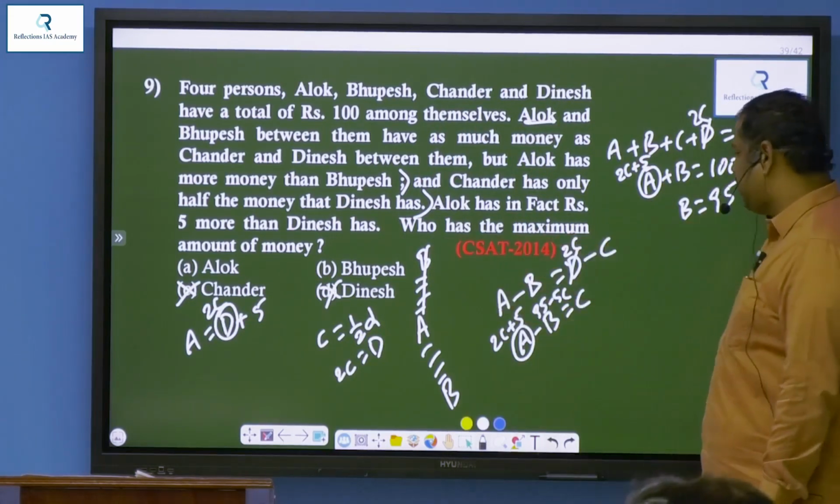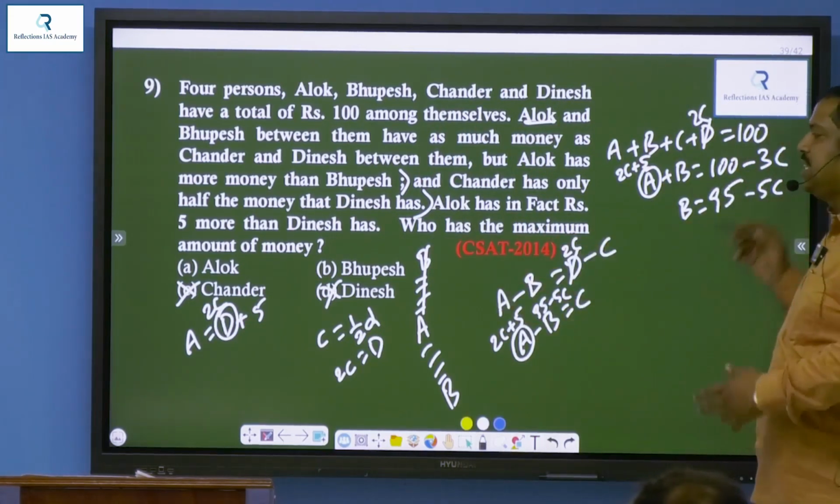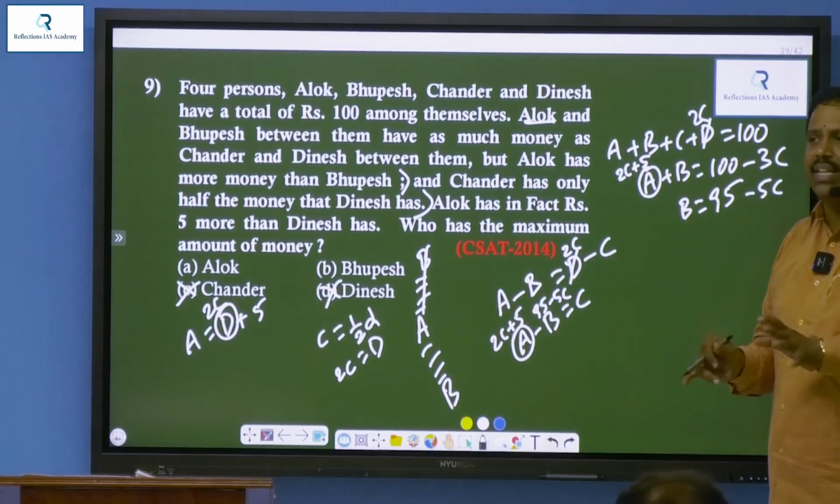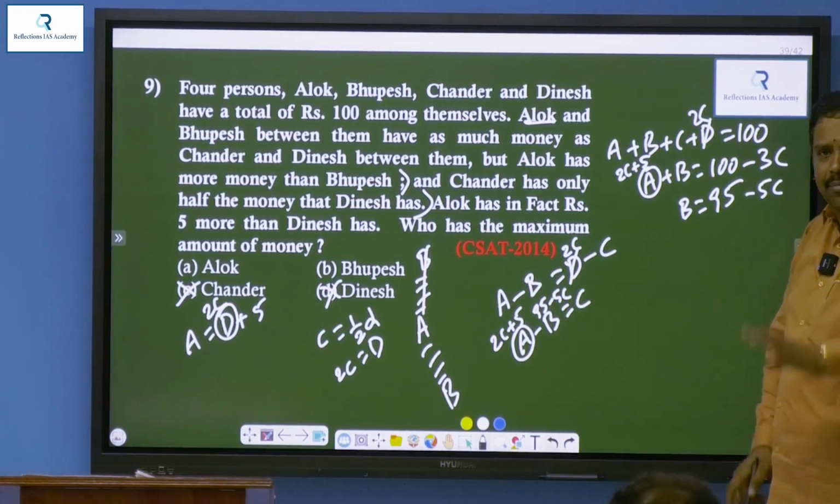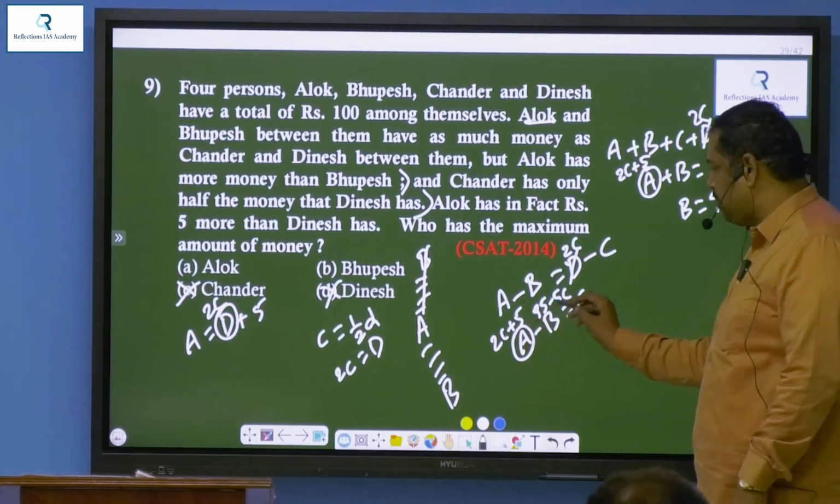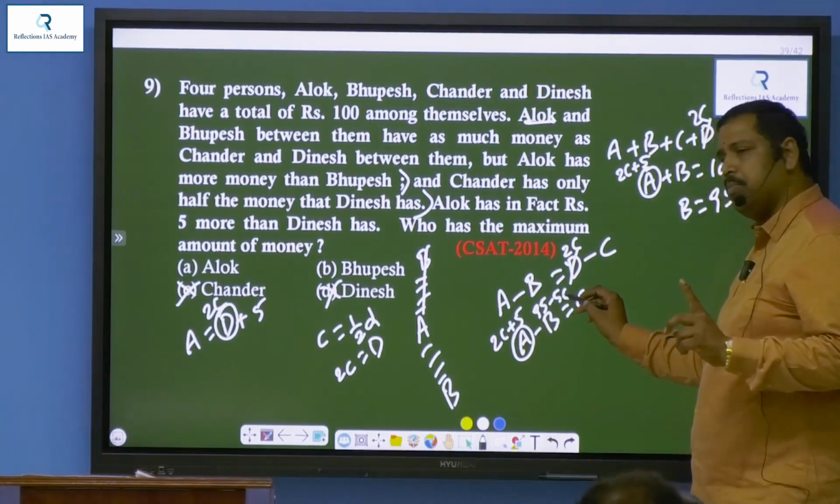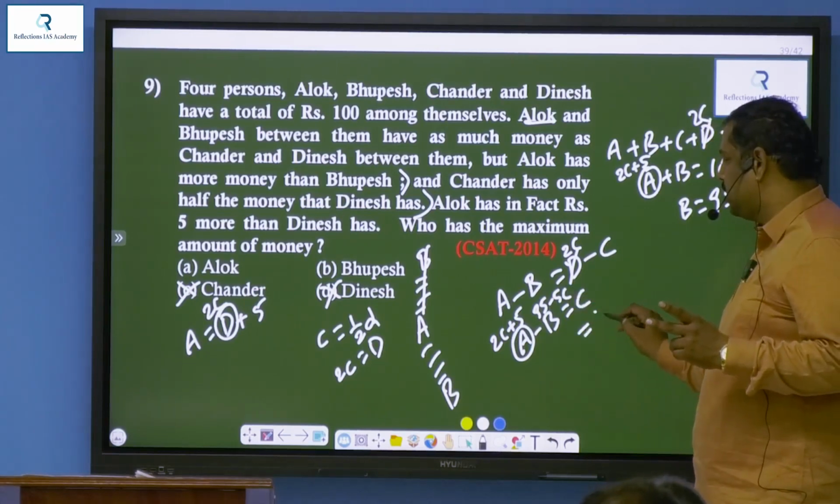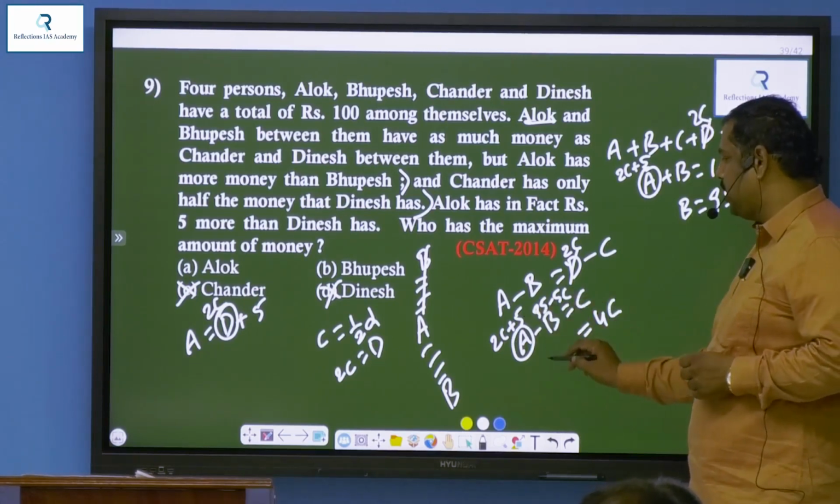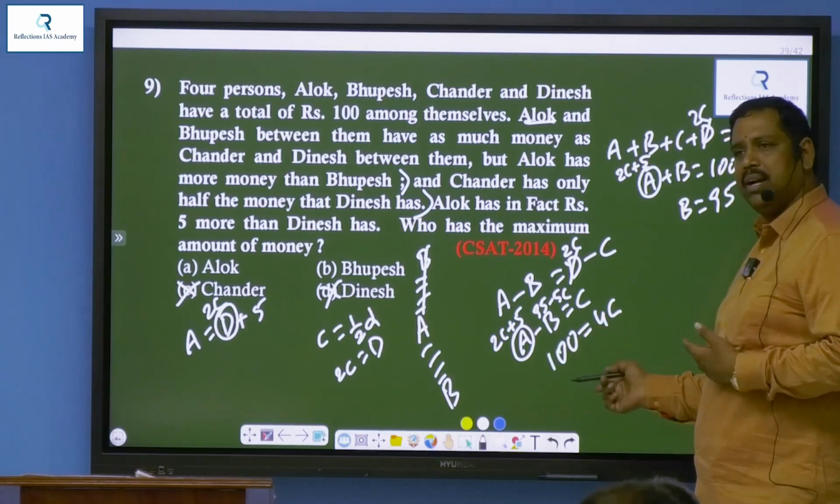Alok means 2C plus 5. Bhupesh means 95 minus 5C. I don't know which is greater. That's why I have to calculate the value of C. Okay, simplify here. 2C minus 5C is minus 3C. Move the minus 3C this side, it will be plus 4C. 95 plus 5, 100. Am I clear?